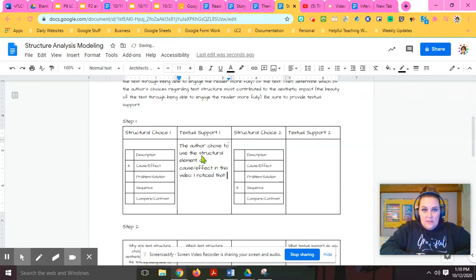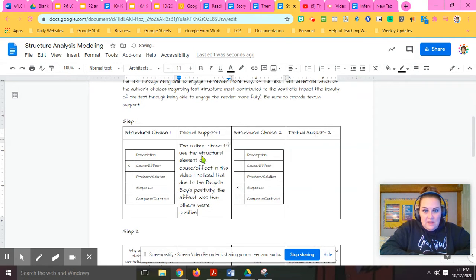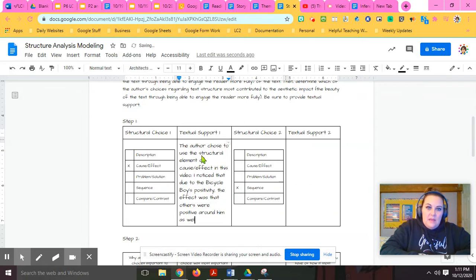I noticed that due to the bicycle boy, that's how they refer to him in the title. So due to the bicycle boy's positivity, the effect was that others were positive around him as well.